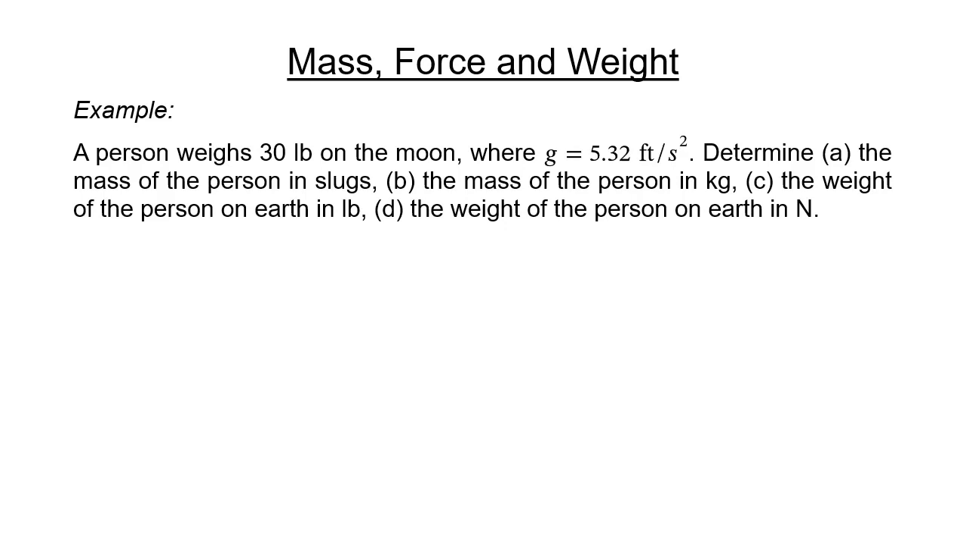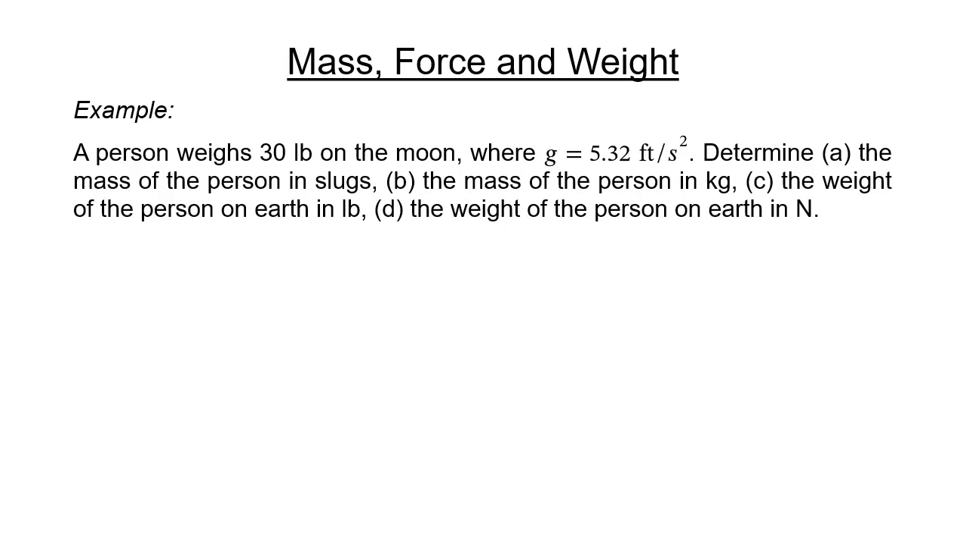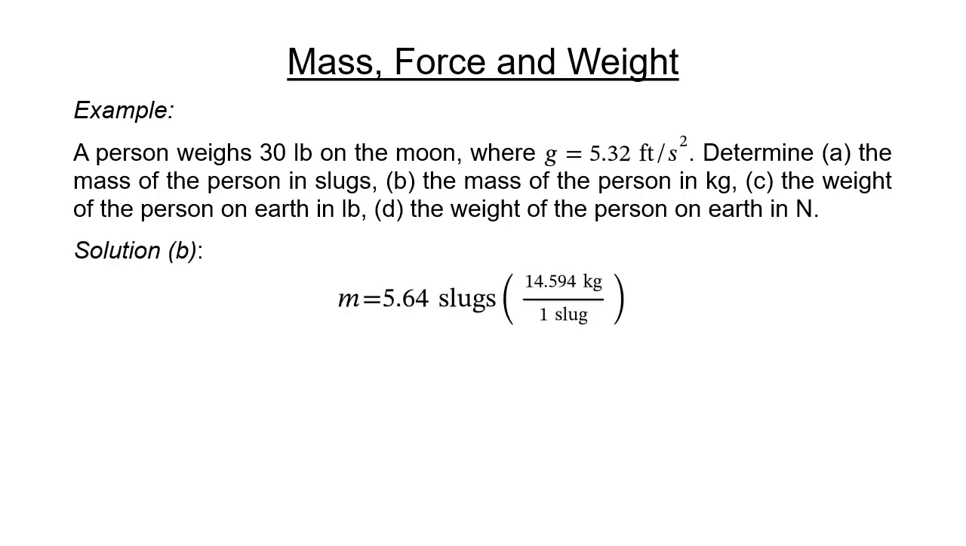For problem A, we can calculate the mass of the person by dividing the weight on the moon by the gravitational acceleration of the moon. Take note that the mass of any particle is always constant. Calculating, we get the answer of 5.64 slugs. For problem B, to get the mass of the person in kilograms, we just need to convert the answer in problem A from slugs to kilograms. The resulting answer will be 82.3 kilograms.